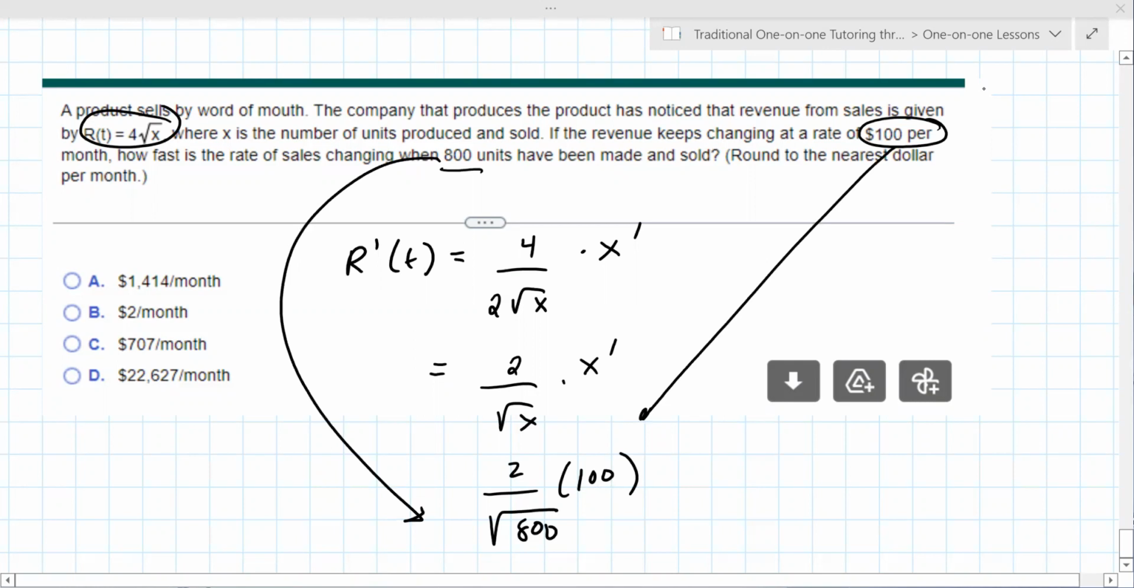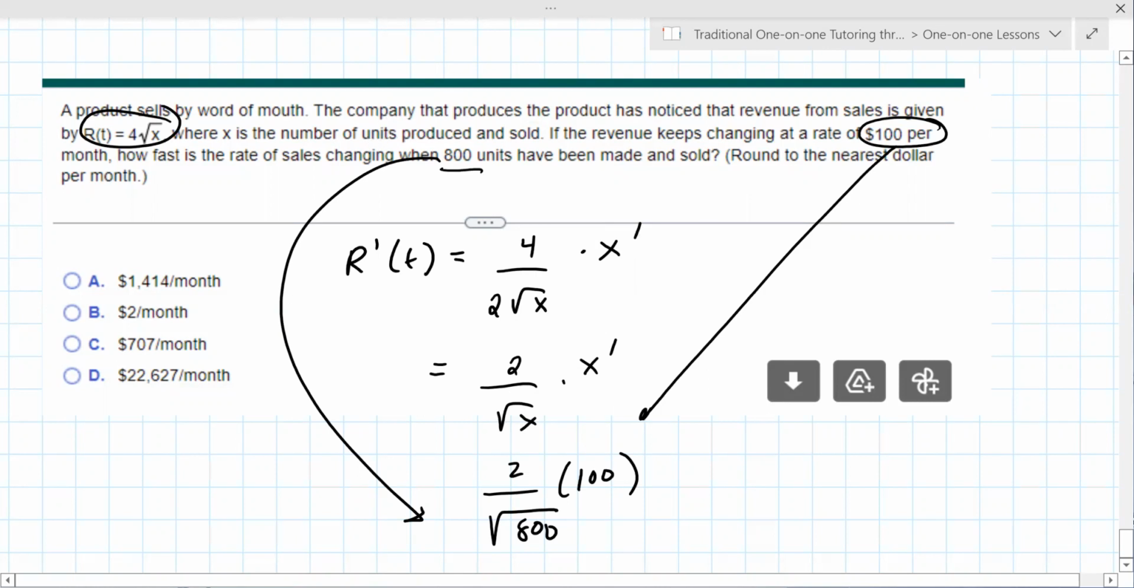And we're just substituting those numbers in here. And let's see here, 2 divided by the square root of 800 times 100. So 7.07, which is not an answer. I mean, it's there, but it's not in the right units. X is the number of units produced sold, $100 per month. Do you see anything here? This is like thousands of units.